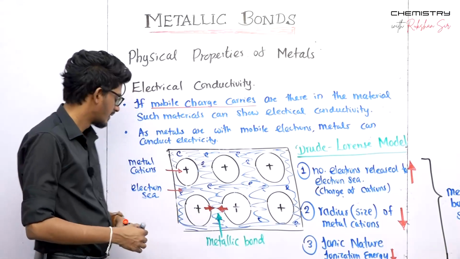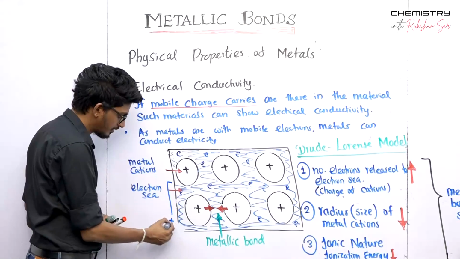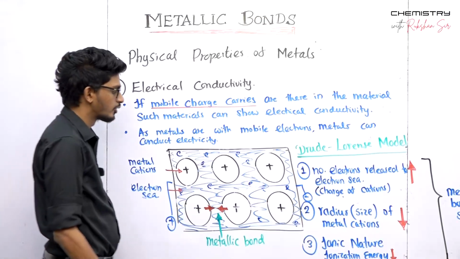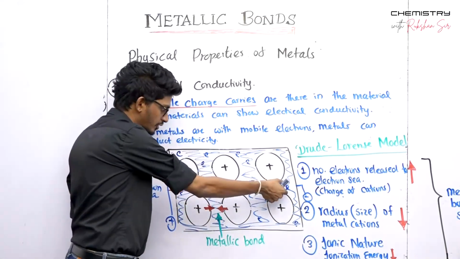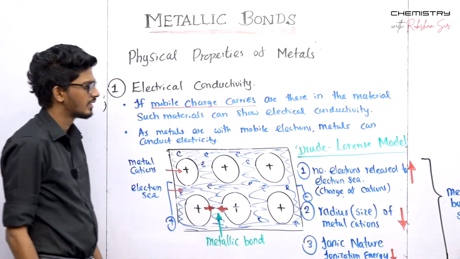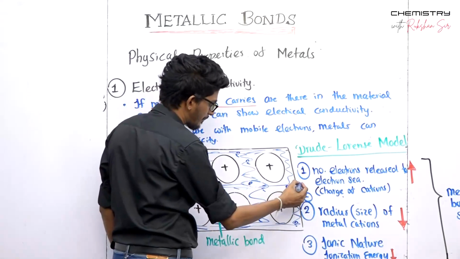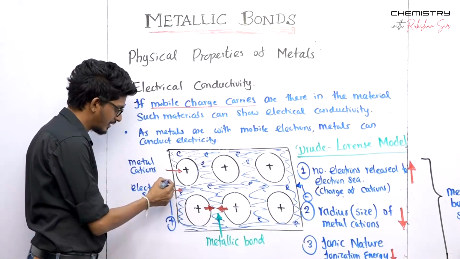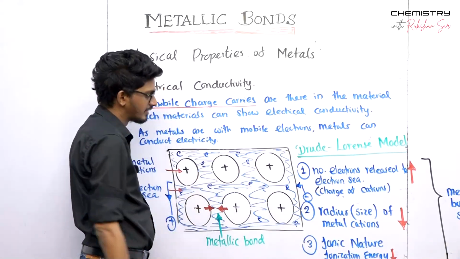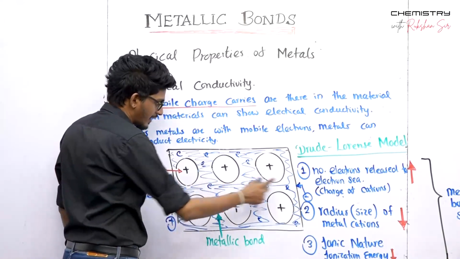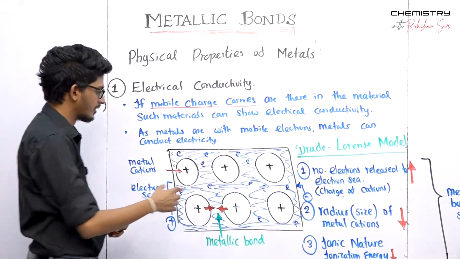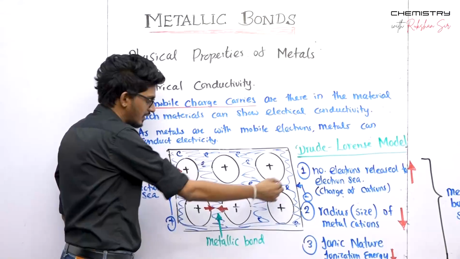If you were to apply a positive terminal and a negative terminal to these two ends, what will happen? Electrons will flow from here to here, completing the circuit, because electrons will be pumped by the negative terminal and attracted by the positive terminal. As mobile charge carriers are there, these two points are actually acting as a conductor, conducting the electricity.